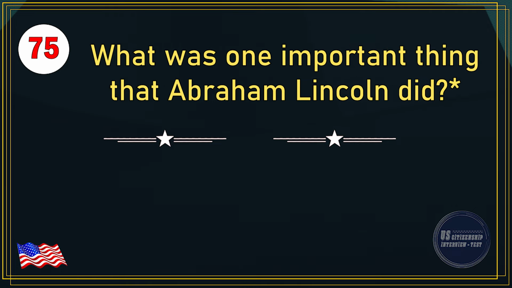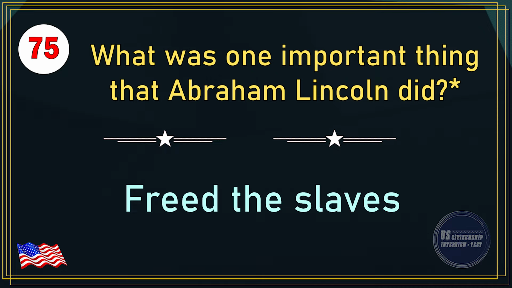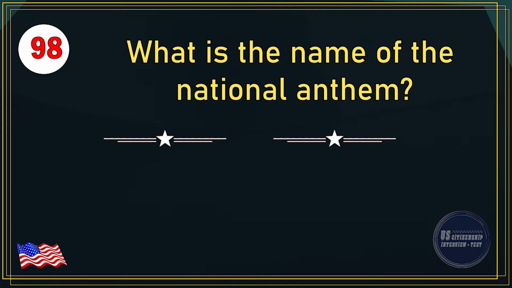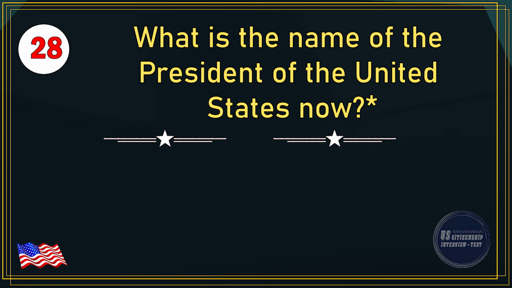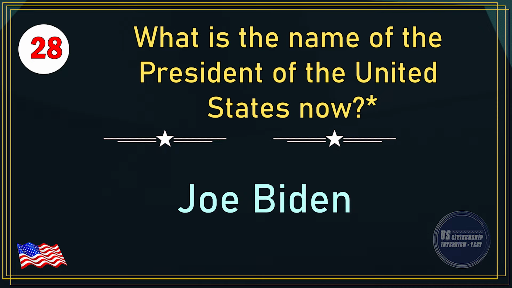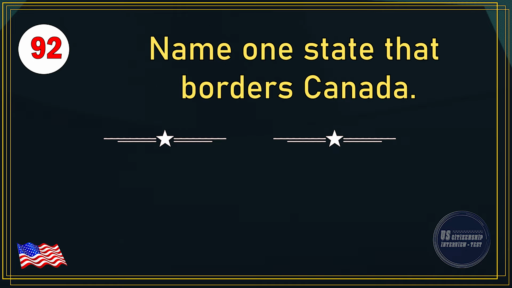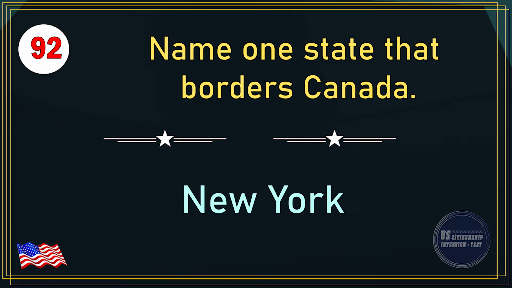What was one important thing that Abraham Lincoln did? Freed the slaves. What is the name of the national anthem? The Star-Spangled Banner. What is the name of the President of the United States now? Joe Biden. Name one state that borders Canada. New York.